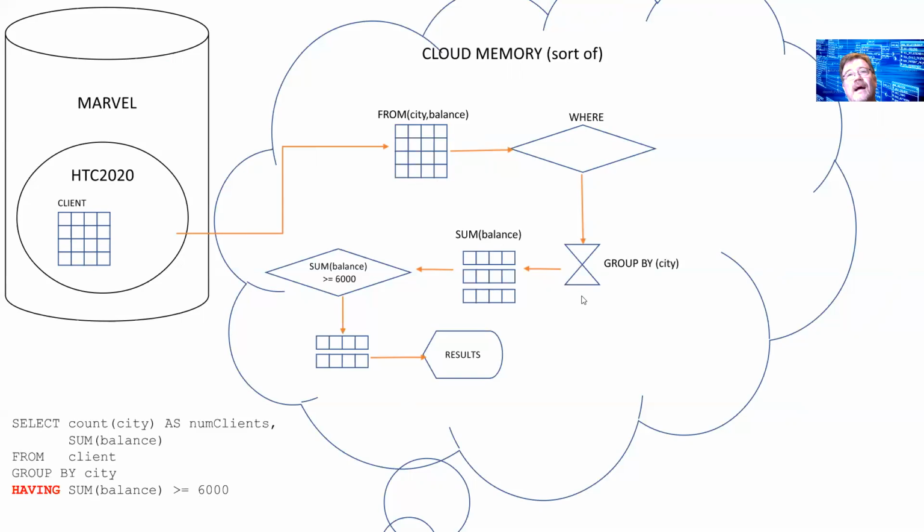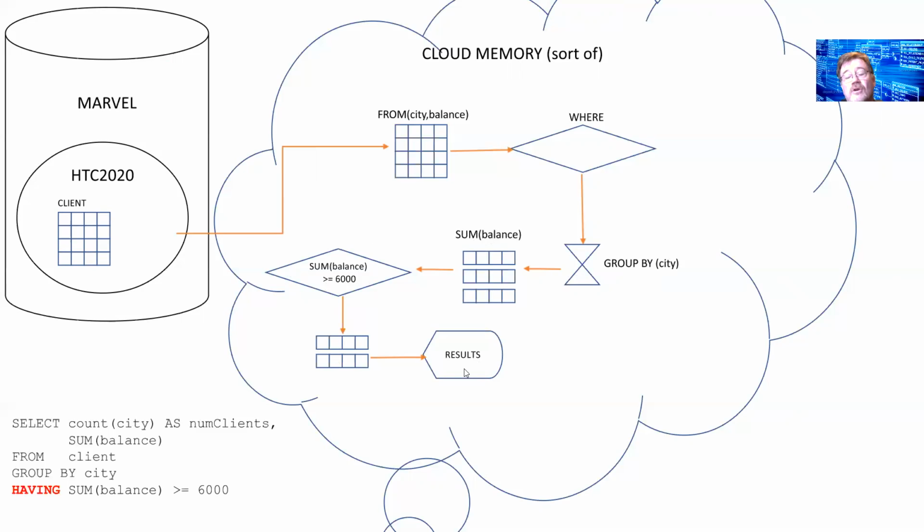And then this symbol actually means correlate, but it's the closest I could come to for group. So anyway, you can imagine that's a group by. So now it groups, and notice we now have groups in city, and we now know what the sum of the balance is per city. So now we can actually say where the sum of balance is greater than 6,000, we get our particular groups that make it, and out they go to the results.